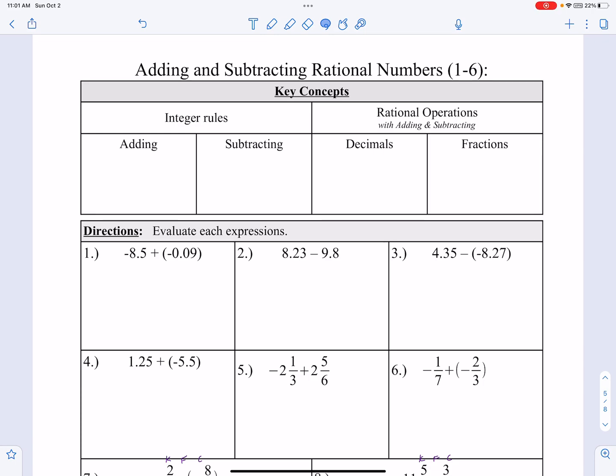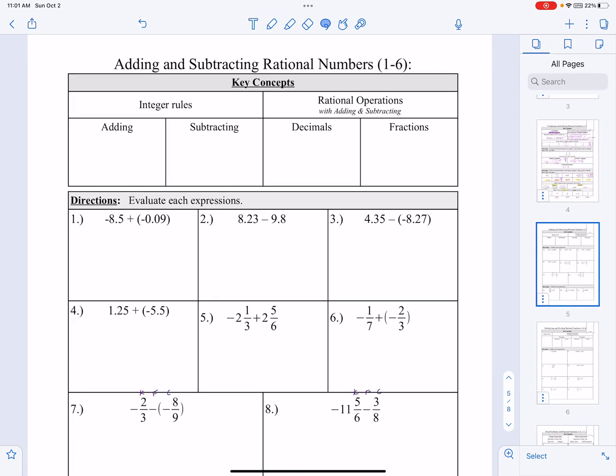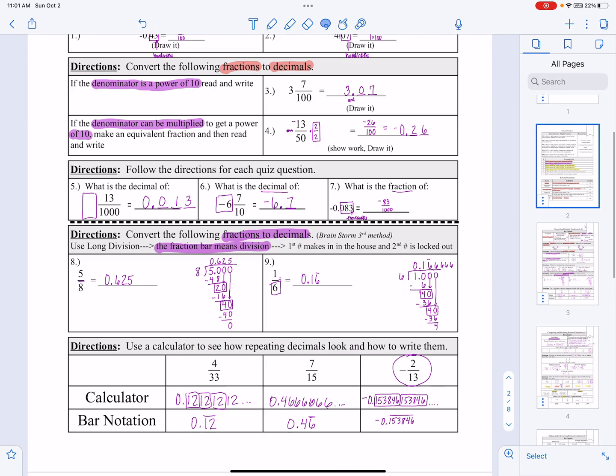All right, here's your third unit on adding and subtracting rational numbers. Let's go up to your table of contents.